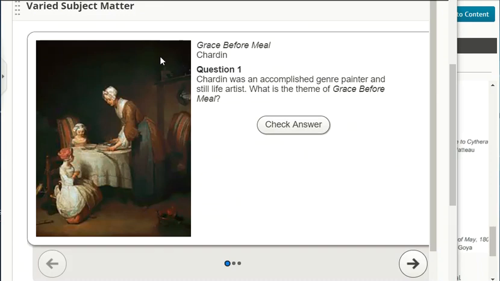Varied subject matter. Grace Before Meal by Chardin. Question 1. Chardin was an accomplished genre painter and still life artist. What is the theme of Grace Before Meal? What's the theme?